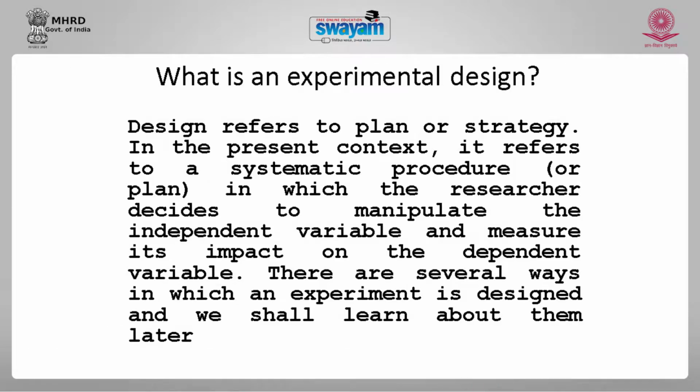So let us now understand what an experimental design is. Design refers to plan or strategy. In the present context, it refers to the systematic procedure in which the researcher decides to manipulate the independent variable and measures its impact on the dependent variable. There are several ways in which an experiment is designed, and we shall learn about them later. Let us now understand some important concepts and distinguishing characteristics of experimental research.